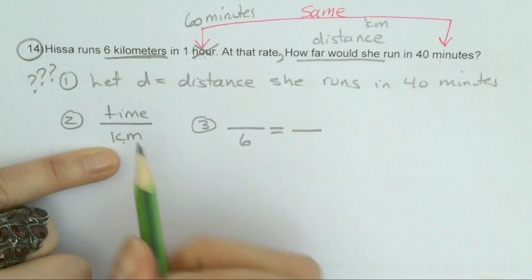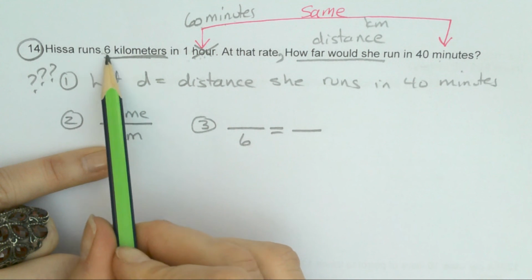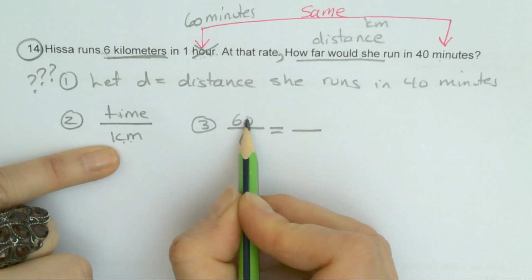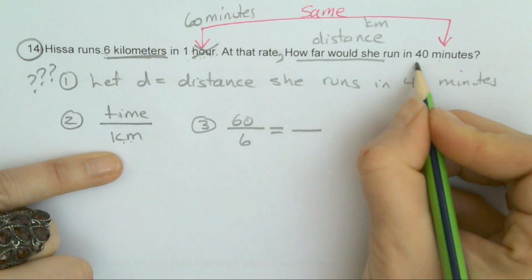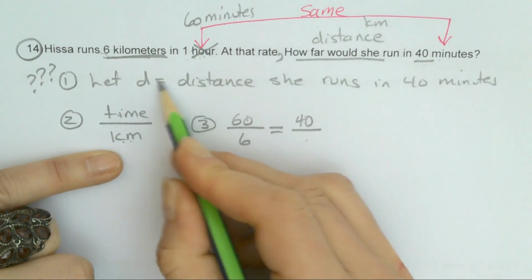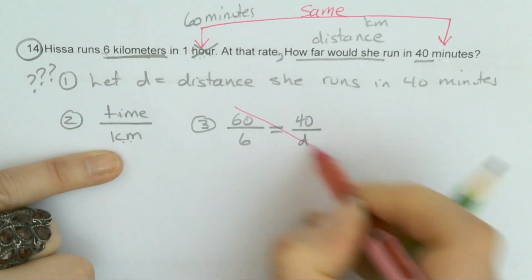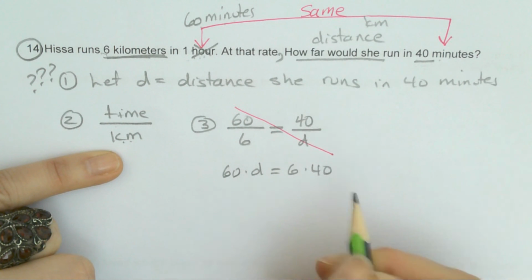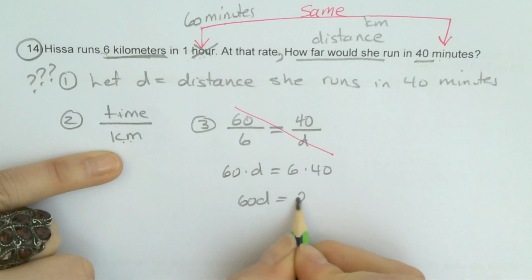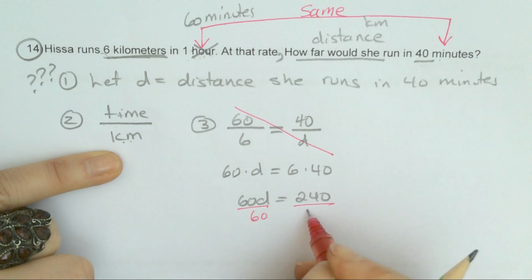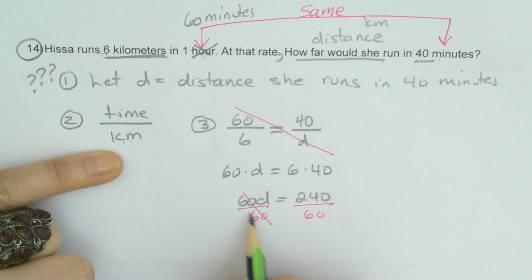Okay, so she runs 6 kilometers in 60 minutes. And here, how far would she run in 40 minutes? So minutes are up. And we don't know how many kilometers, so we put d for distance. So now we solve our proportion. 60 times d equals 6 times 40. 60d equals 240. Now d wants to be alone, so get rid of the 60. Same over same is 1, so I have 1d equals 4.